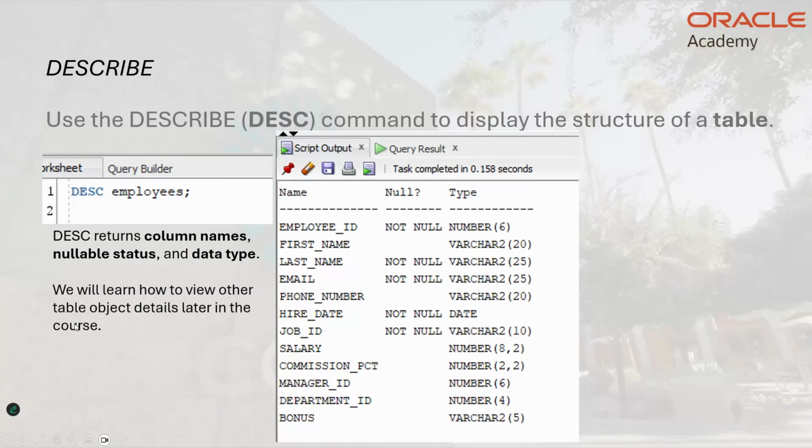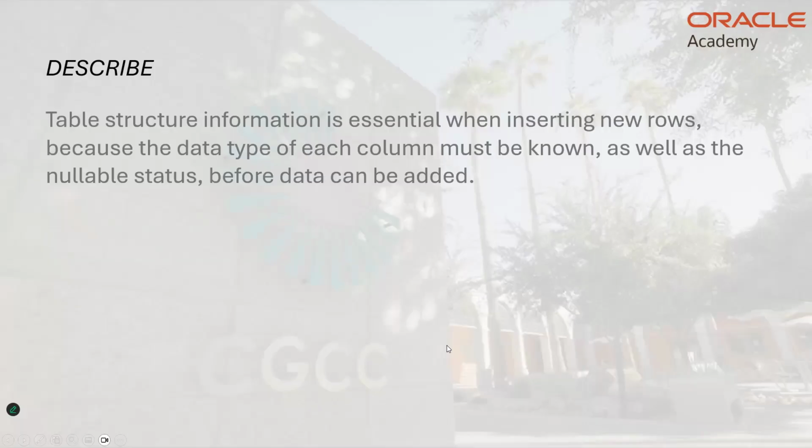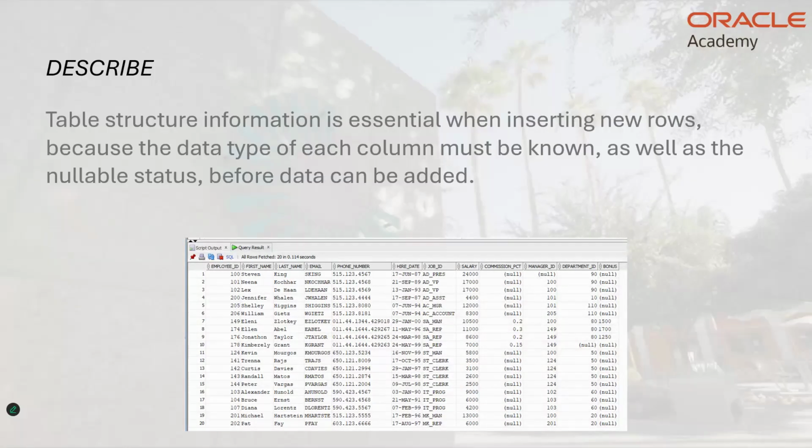So we will learn how to view other table objects later in the course. So these are the rudimentary view of your table. If you want to view things like primary key and all that stuff, that will come as another lesson, all right? Using the describe command on a table is essential when we get to actually modifying the table, like inserting new rows, and to try and determine what the data type is and if there's a null and things like that. Describe will give you that information.